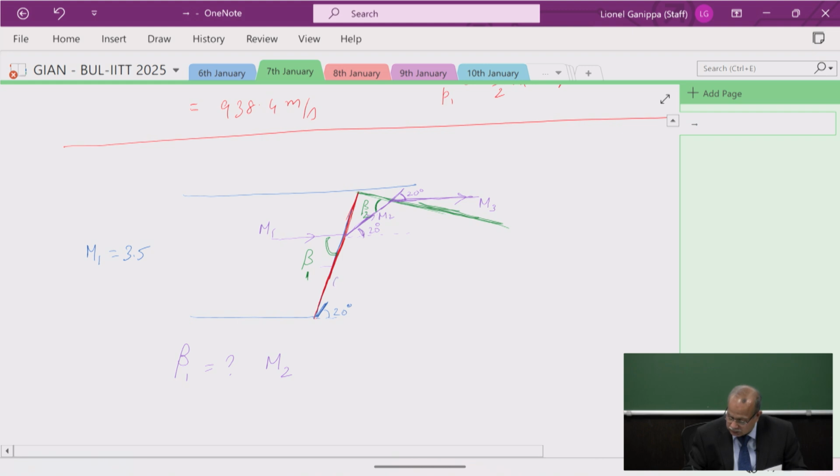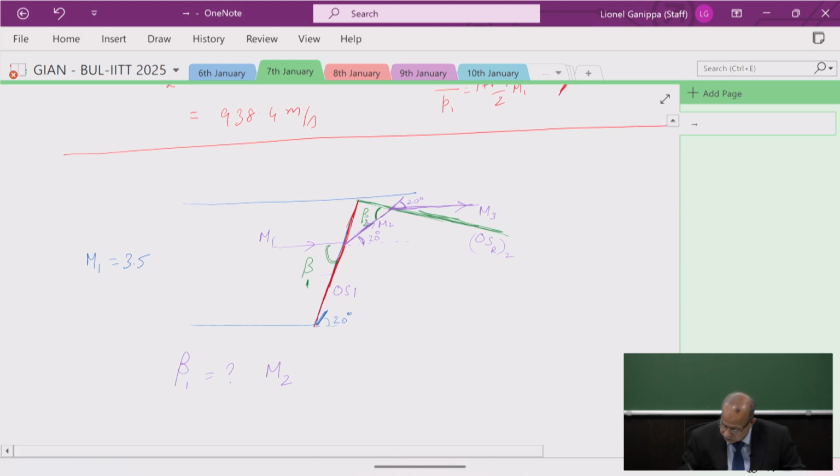Here is the oblique shock 1, here is the oblique shock 2, which is the reflected oblique shock. Oblique shock 2 is the reflected one. It reflects off the upper surface. Determine the angle of reflection of the oblique shock. So, find what is beta 2 and what is M3 after the reflected oblique shock wave.